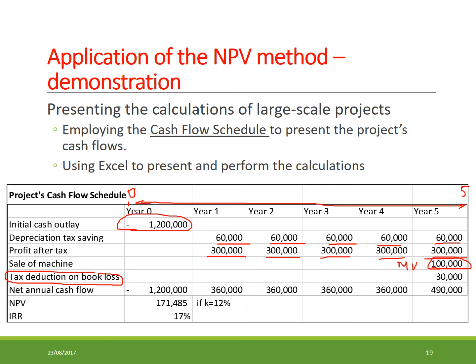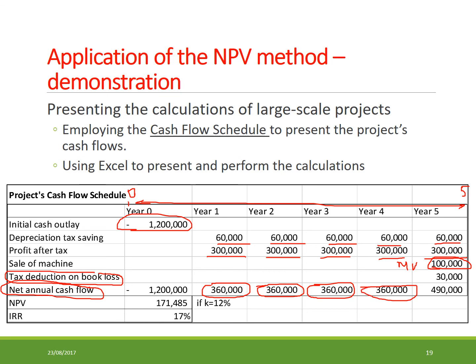Given these cash flows happening at different points in time, we can work out our net cash flows for each of the years. At year 0, this is when we have to invest in the project, so this is a negative cash flow. Starting from year 1 onwards until year 5, we earn some cash flows. All of these cash flows are positive.